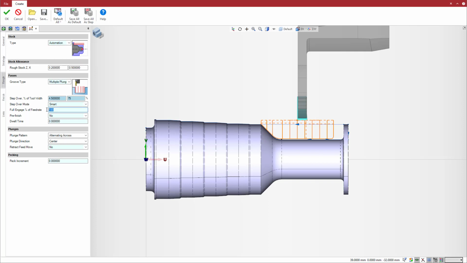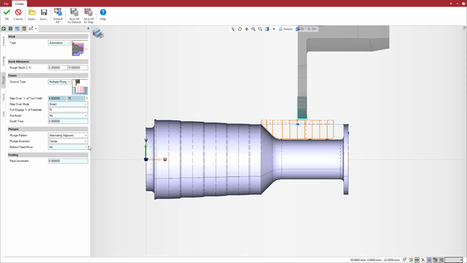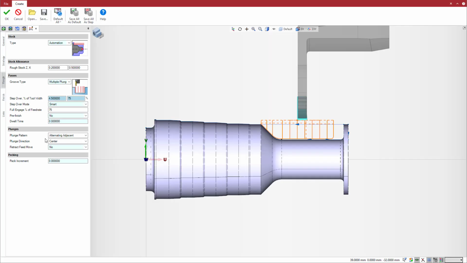The system adheres to the specified full engage percent of feed rate value for any plunge where the tool is fully engaged. For the alternate across plunge pattern, the tool will use the full engage percent of feed rate value for plunges 1, 2, and 3, and the normal feed rate values for plunges 4 and 5. For the alternate adjacent plunge pattern, the tool will use the full engage percent of feed rate value for plunges 1, 2, and 4, and the normal feed rate value for plunges 3 and 5.